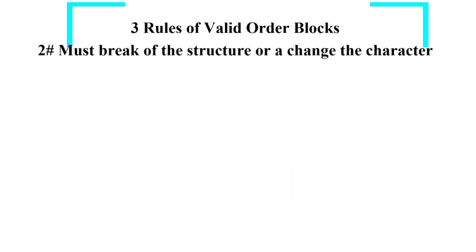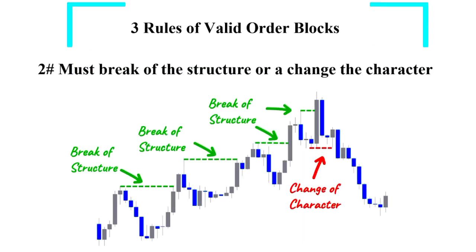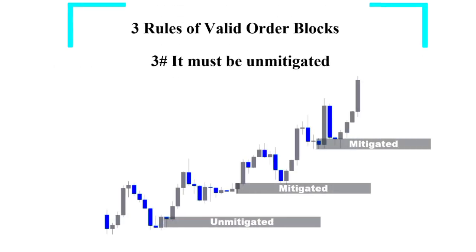Second, it must lead to a break of structure or a change of character. A break of structure, or change of character, is the first clue that the market is telling us whether it intends to continue in the same direction or reverse. Third, it must be unmitigated. Order blocks are one-time use, so we only look for trading opportunities when price taps into an order block for the first time.